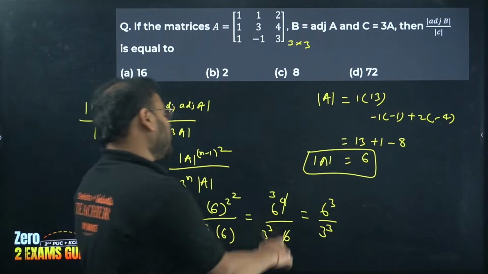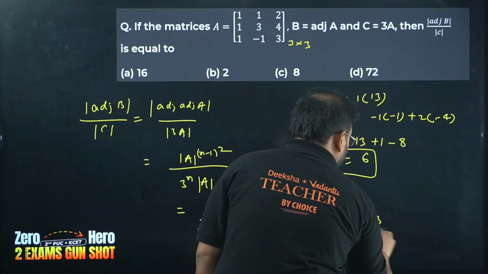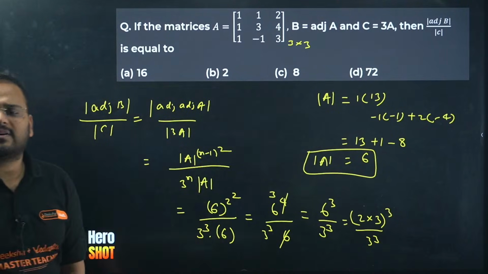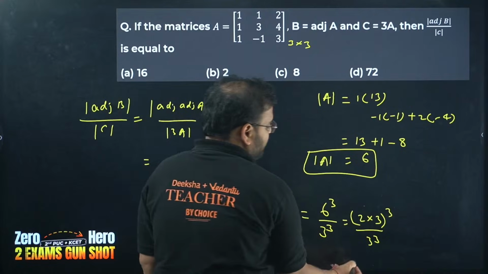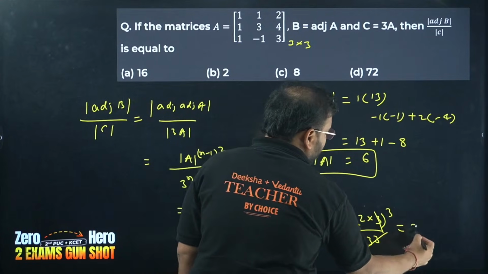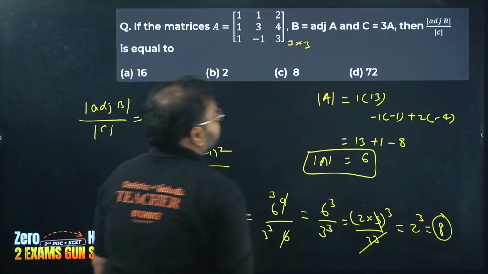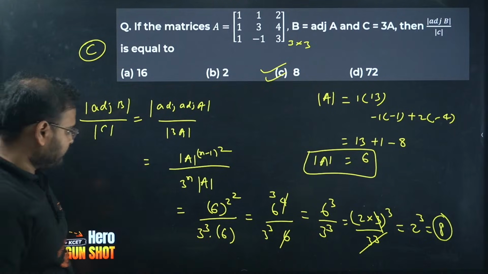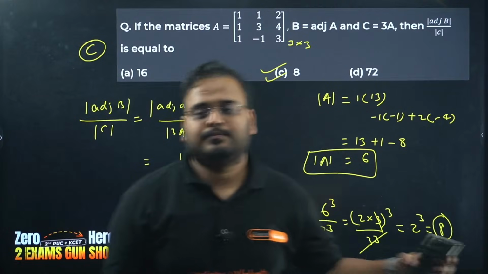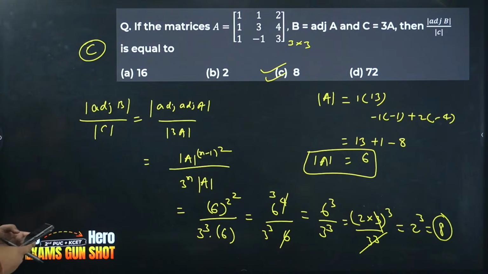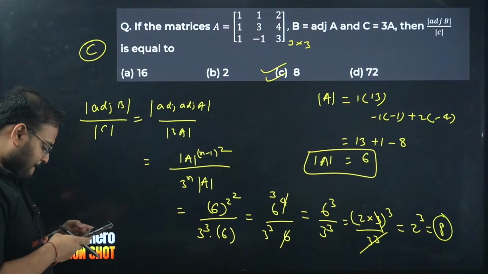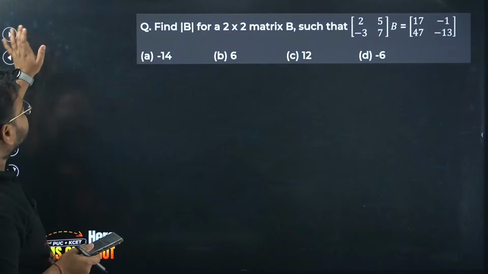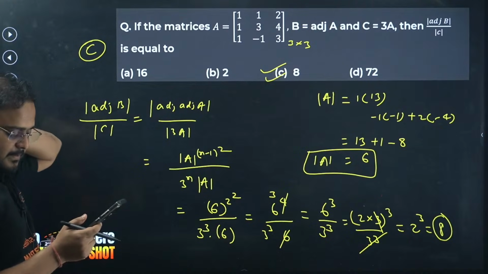What is 6 power 3? Nothing but 2 into 3 power 3, divided by 3 power 3. Correct now? 6 power 3 is 2 into 3 power 3, and the 3 power 3 will be cancelled. You'll have only 2 power 3 left, which is the answer as 8. Answer is C, 8. Check this out. My request, do not do over calculation in this question. Super, Pradyun. Superb. Only one who gave me the answer is Pradyun in this particular question.